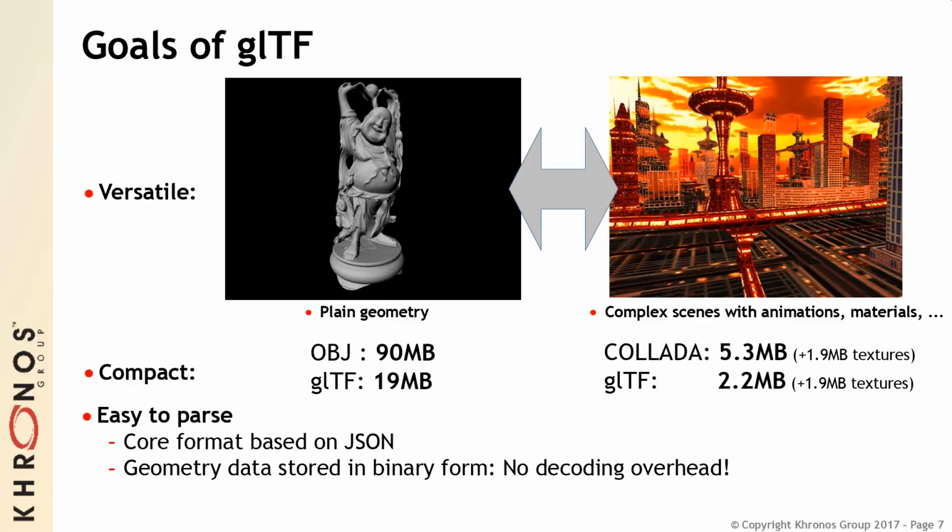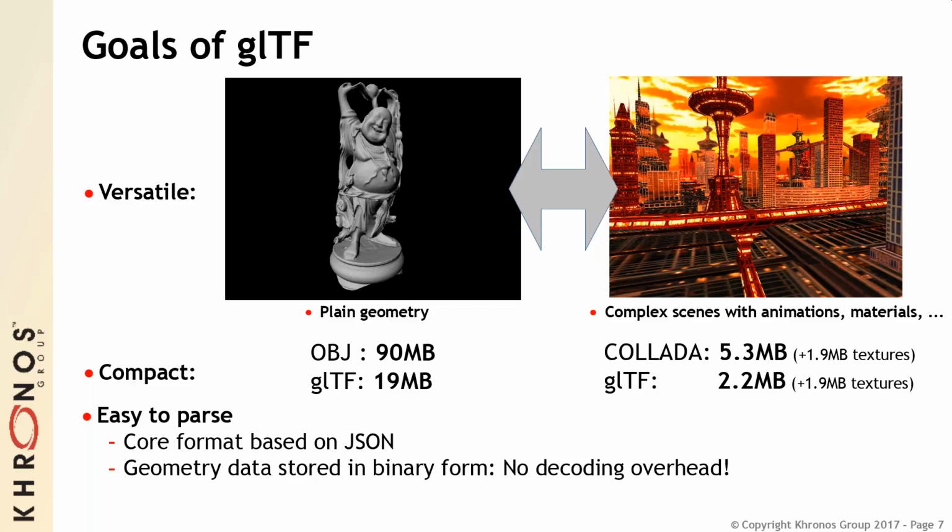So the reason for that is that OBJ is not intended as a delivery format. It's a compact representation, but it still stores the geometry data as plain text, and it has to be parsed on client side and converted into the form of 3D data that can actually be used for rendering. In contrast to that, the same asset as a glTF asset consists of only 19 megabytes.